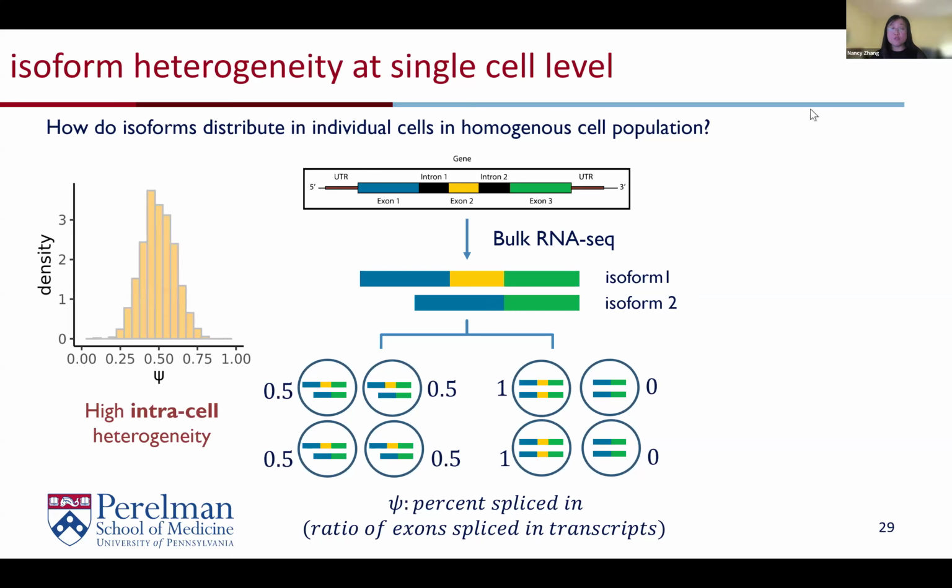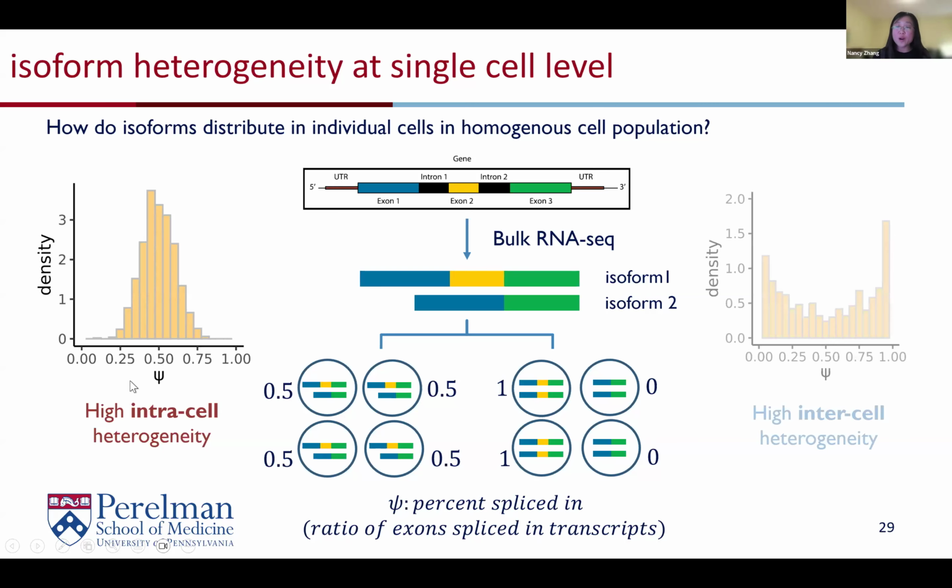And then if you do a histogram of phi, sorry, I've been saying the wrong Greek letter, psi. Okay, because percent PSI, percent splice in. So psi could be sort of unimodal, right? So at this mean level, that means that there's high intracell heterogeneity, or it could be sort of bimodal, right? It could be shaped like this, like a U, that's high intercell heterogeneity.